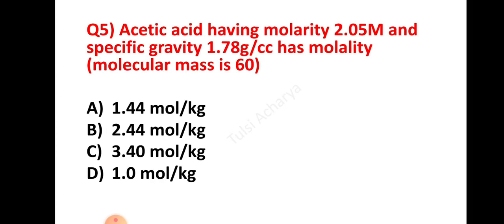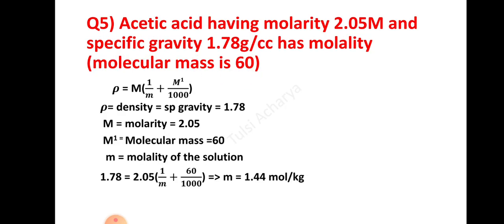Now let us move to question number 5. Acetic acid having molarity 2.05 M and specific gravity 1.78 gram per cc has molality. We need to find molality given the molarity, specific gravity and molecular mass.